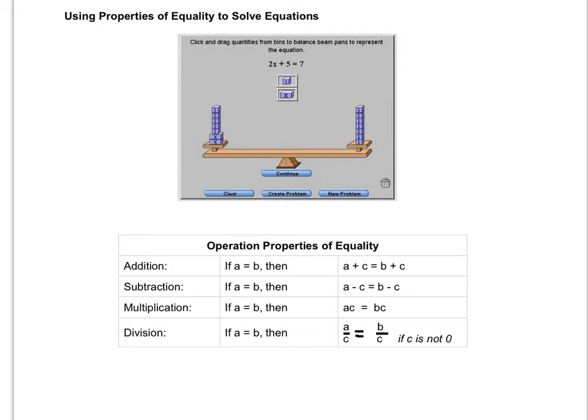There are 4 properties of equality we can use to manipulate equations. If A equals B, then A plus C equals B plus C. In other words, we can add C to both sides of the equation and it is still equal. The same holds true for the other 3 operations. We can subtract C, multiply by C, or divide by C, as long as we do the same operation on both sides of the equation. Both sides will then remain equal and the equation is still in balance.